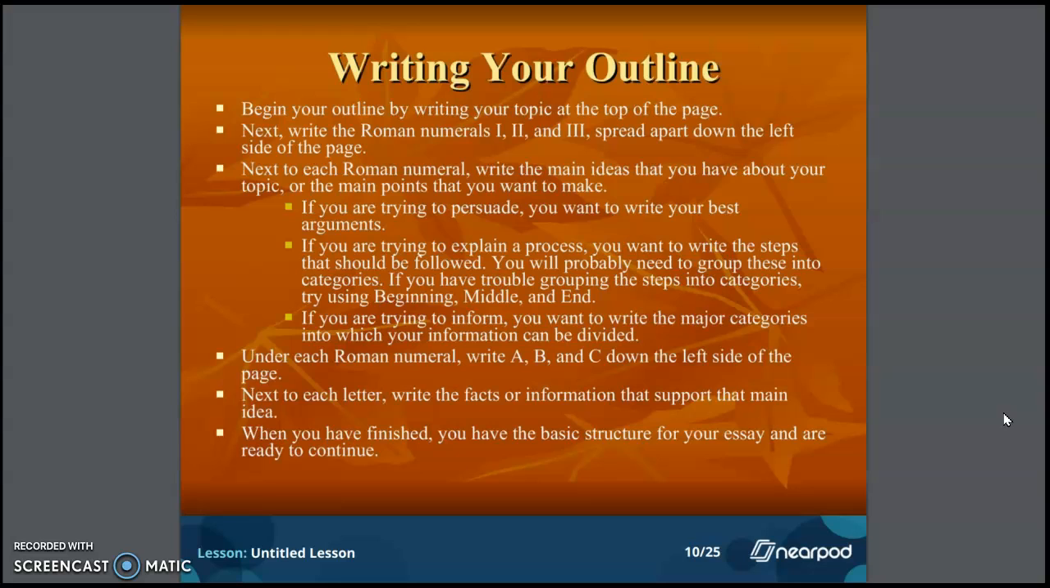You'll probably need to group these into categories. If you have trouble grouping the steps into categories, try using beginning, middle, and end. If you're trying to inform, you want to write the major categories into which your information could be divided. Then under each Roman numeral, write A, B, and C down the left side of the page. Next to each letter, write the facts or information that support the main idea. When you have finished, you have the basic structure for your essay and are ready to continue.